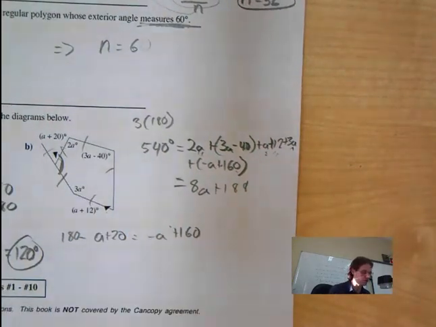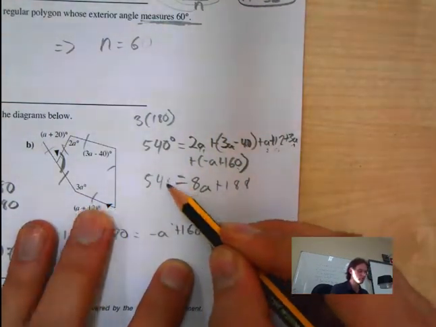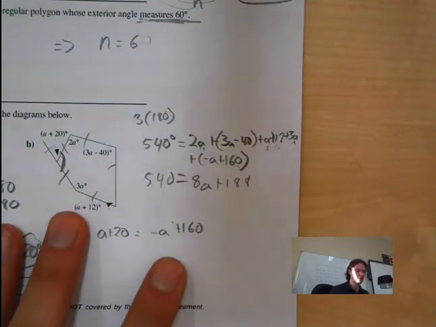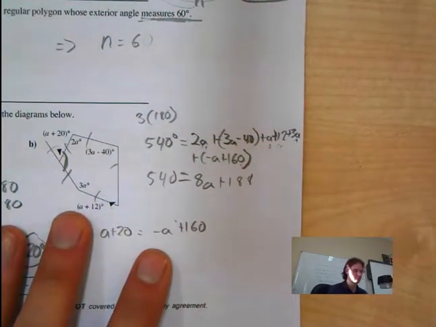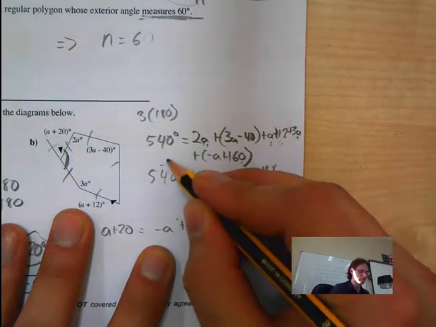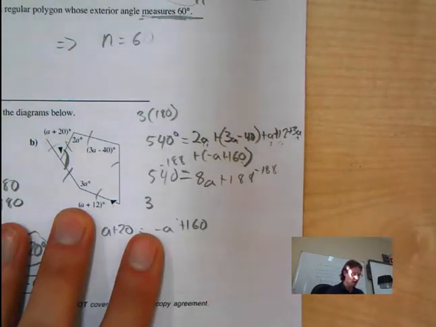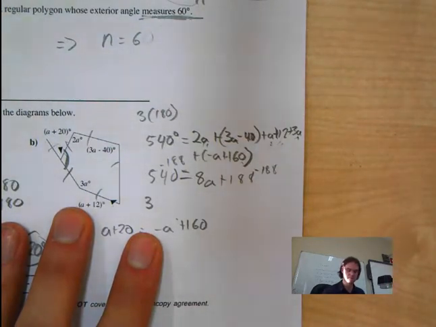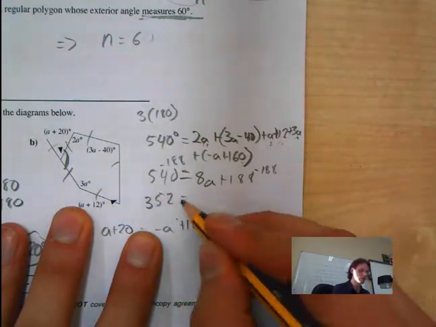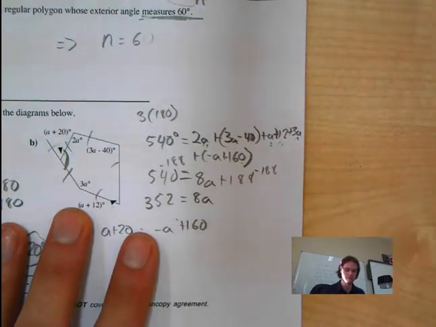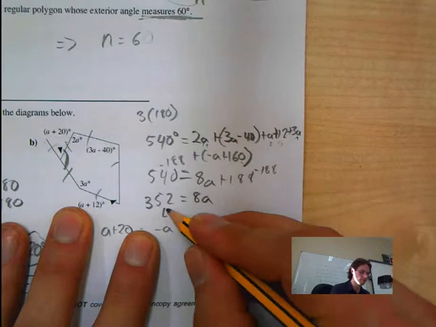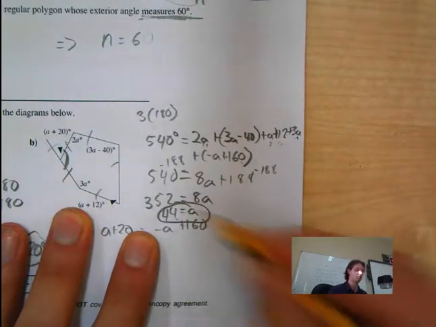All right, I don't think I'm missing anything there, just double check, 28, 188, okay, so I have 540 is equal to that, so I want to subtract 188 from both sides. And that's going to give me 352, I believe. Yep, 352, which is equal to 8a. Now we divide both of those by 8, and I'm going to get 44. So a is equal to 44 degrees.